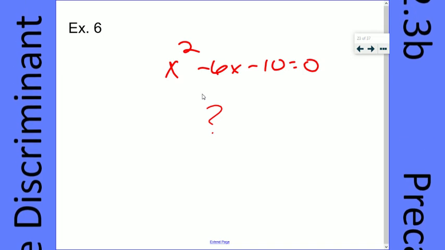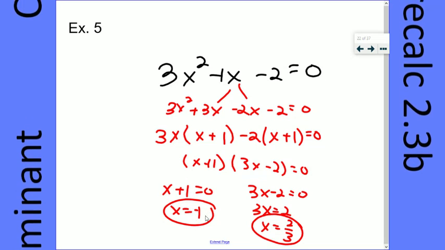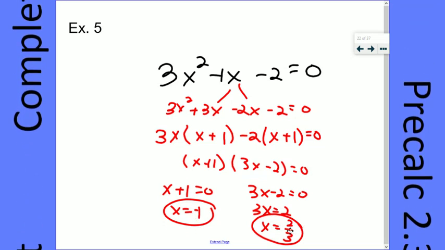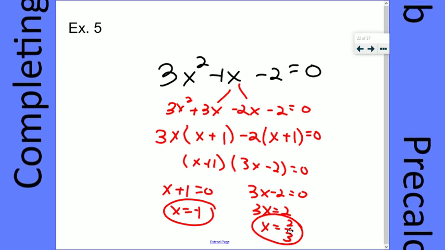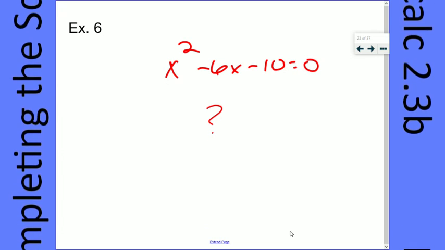So the factoring method works really well when you have nice rational number answers. But sometimes you're going to get irrational number or even imaginary number answers. So that would be a situation like this, where you're not going to get nice rational number answers.